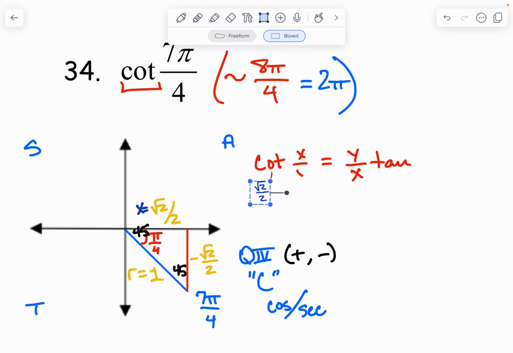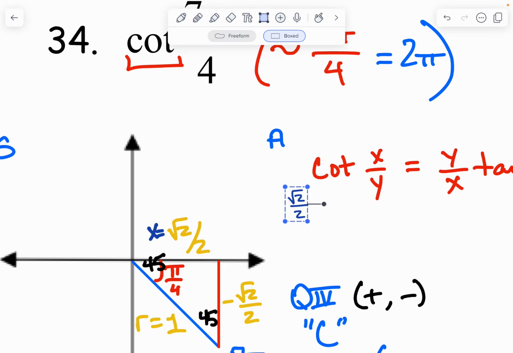So I got square root of 2. All right, it's just gonna catch that y, even though I don't want it to. There we go. All right, so I've got my x, square root of 2 over 2. My y is negative square root of 2 over 2. And so what I end up with here is a number divided by the negative version of itself.